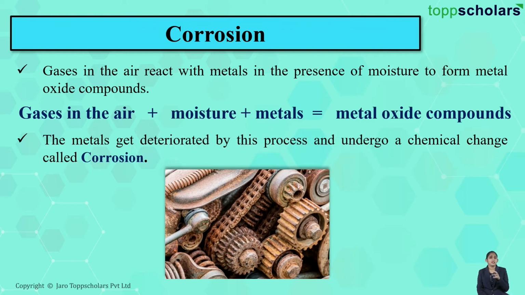These metal oxide compounds which are formed are quite brittle, right? And thereby they damage the metal article, that is, they deteriorate the metal article. And this process is called corrosion. So friends, due to corrosion, the metal article gets damaged and deteriorated. So it is very important that we find ways by which we can prevent corrosion, because all the metal articles are reactive and thereby react with the gases present in the air, resulting in the formation of metal oxide compounds.